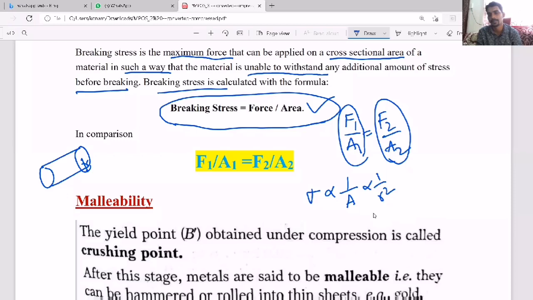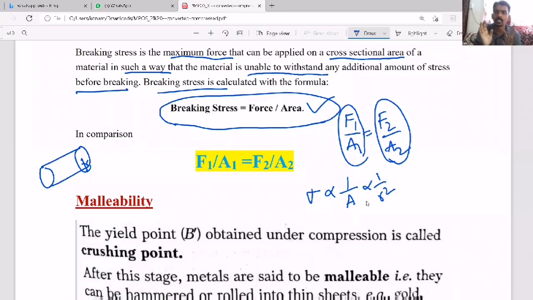Circular area with a radius R. So that they can ask comparison questions also. So breaking stress for one material is sigma 1. What is the breaking stress for another one whose radius is double or half? Like that they will ask comparison based questions.